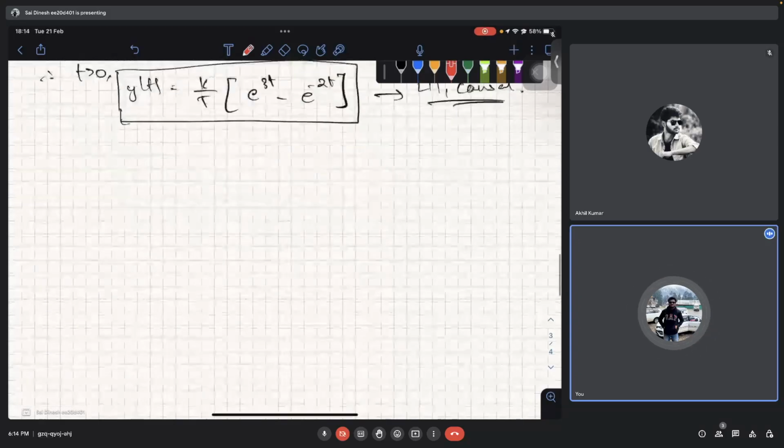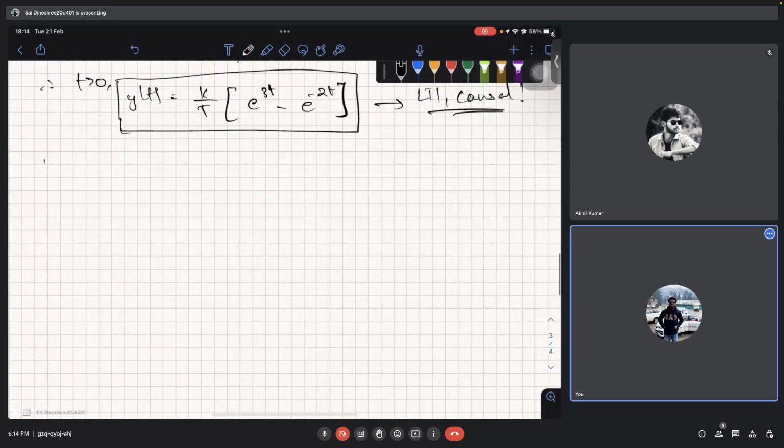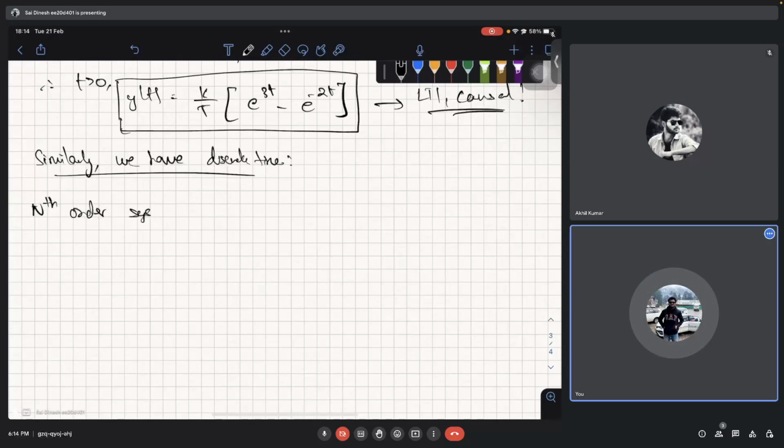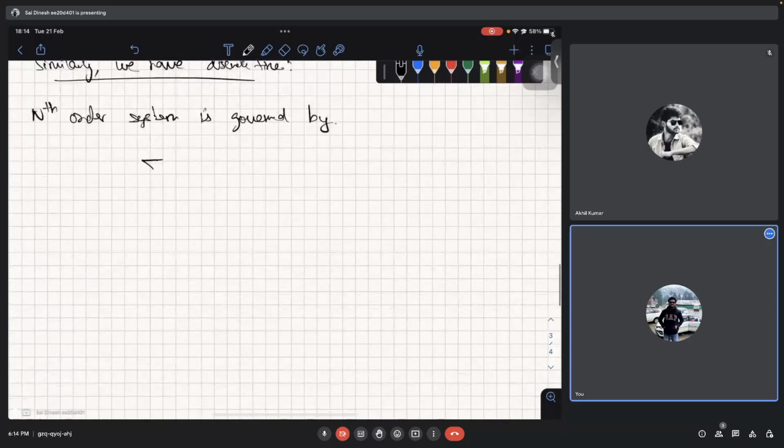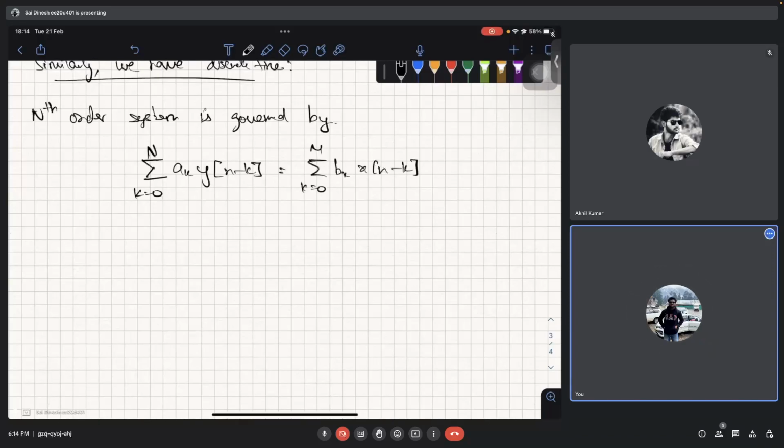Similarly, we have discrete time as well. And then an nth order system is governed by the sum over k equal to 0 to n of ak y of n minus k is equal to the sum over k equal to 0 to m of bk x of n minus k.